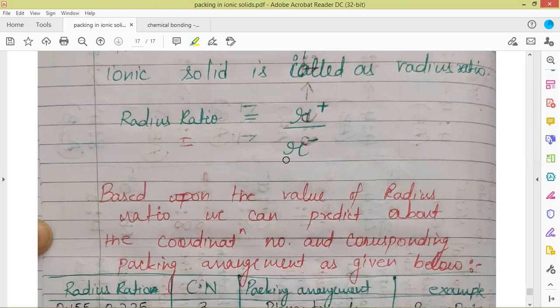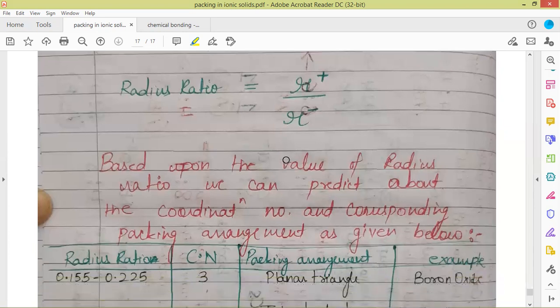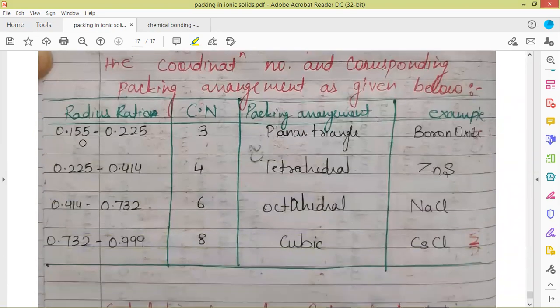In a particular compound, say NaCl, what type of sites are going to be present based upon the size of sodium and chloride? If it is AgCl, what type of sites are going to be occupied by silver, and what type of sites are being generated by chloride? If we know the radius of the cation and the anion, we calculate the radius ratio, and if the value of the radius ratio lies between 0.155 and 0.225, that is, if the radius ratio is less than 0.225, then the coordination number is going to be 3.